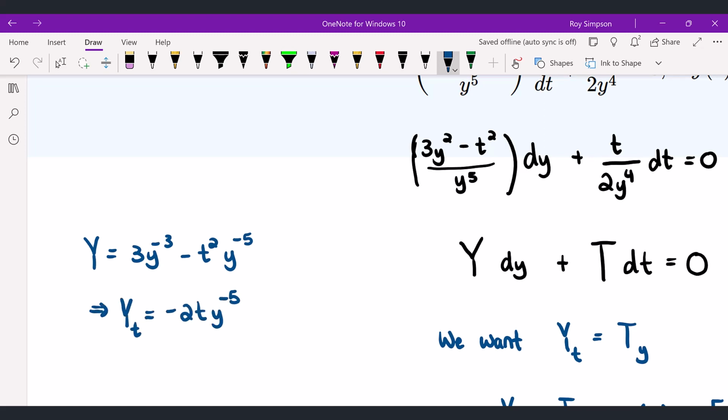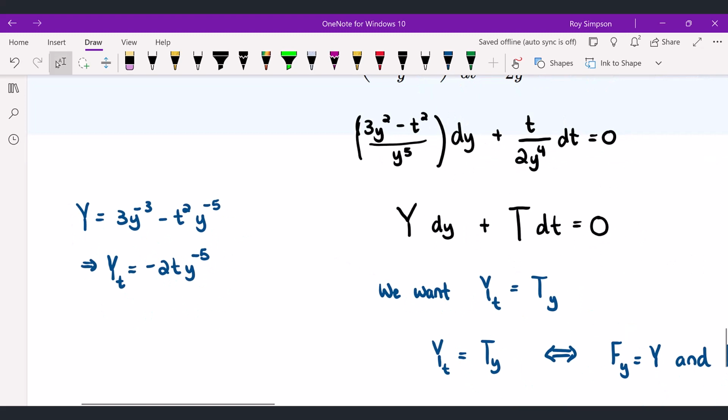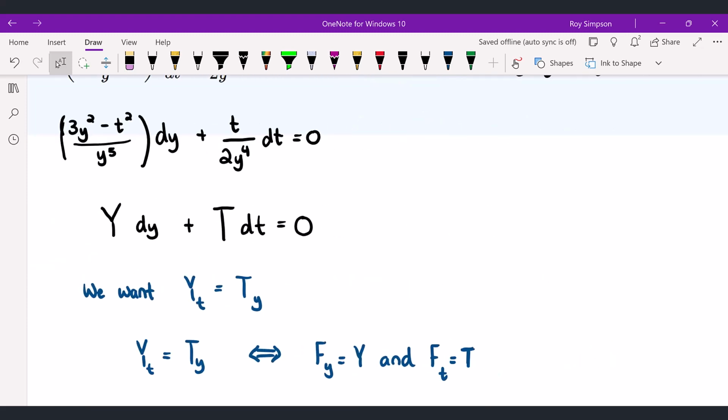And we arrive at that guy right there. Now we hope that's going to be the same as the partial of t with respect to y. And I am going to go ahead and just rewrite the function t, or the coefficient function t, in terms of negative exponents as well. All right, I think I did that okay.